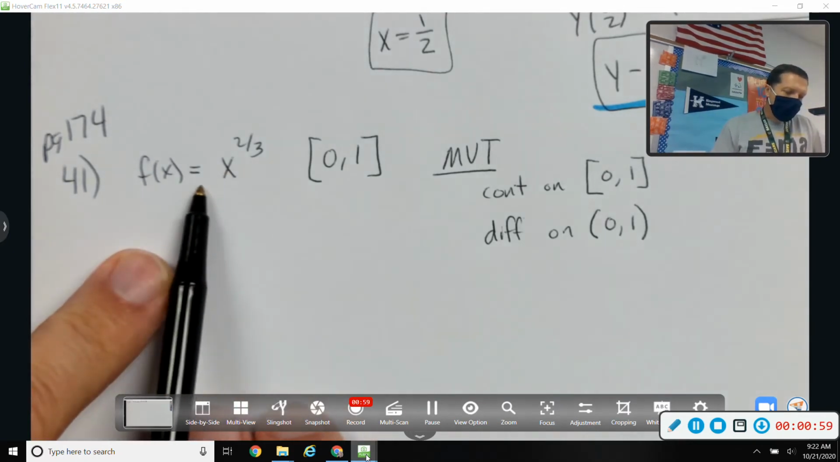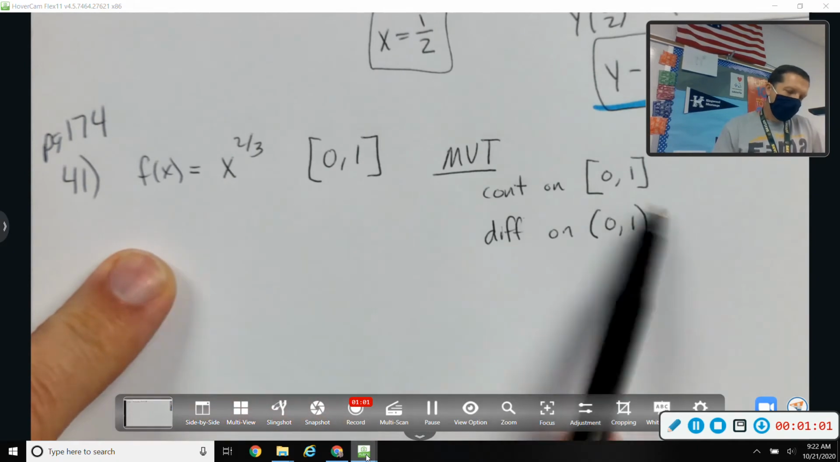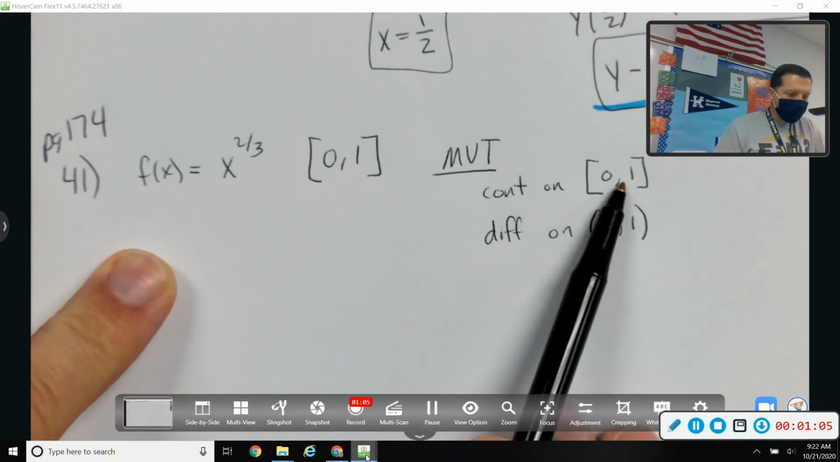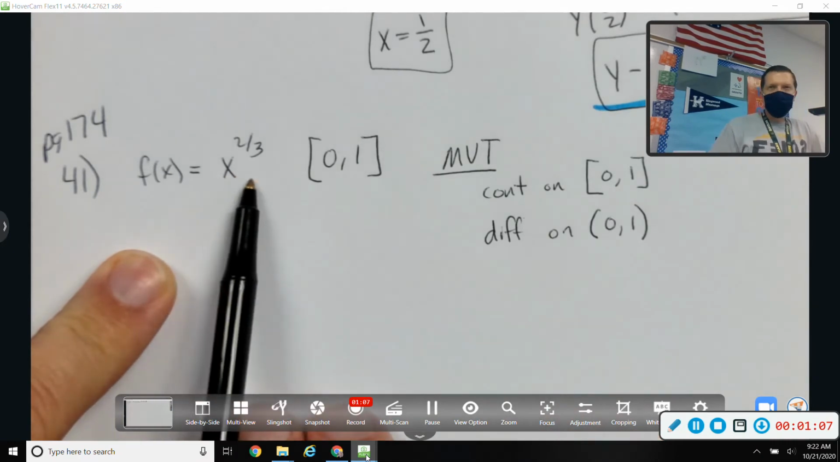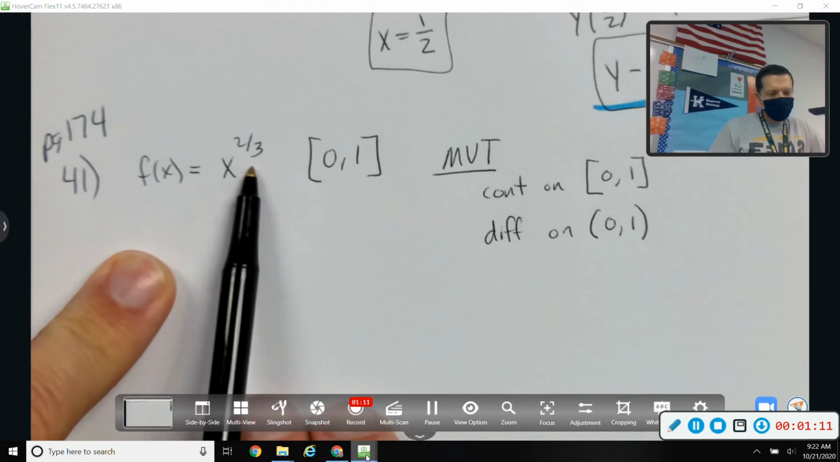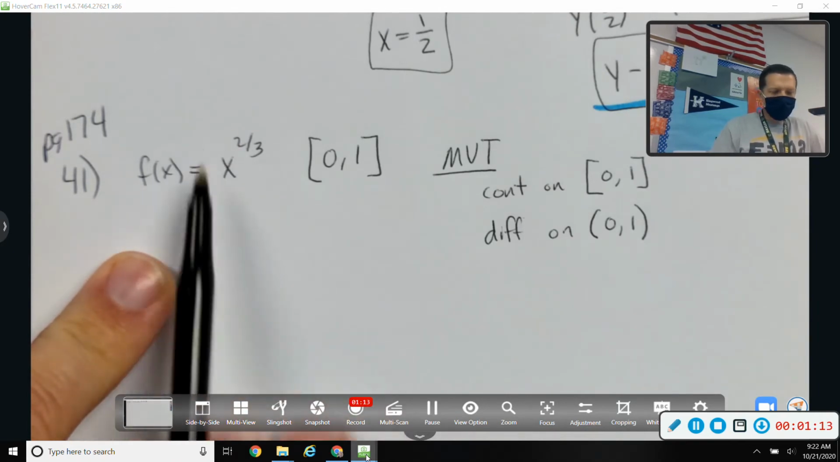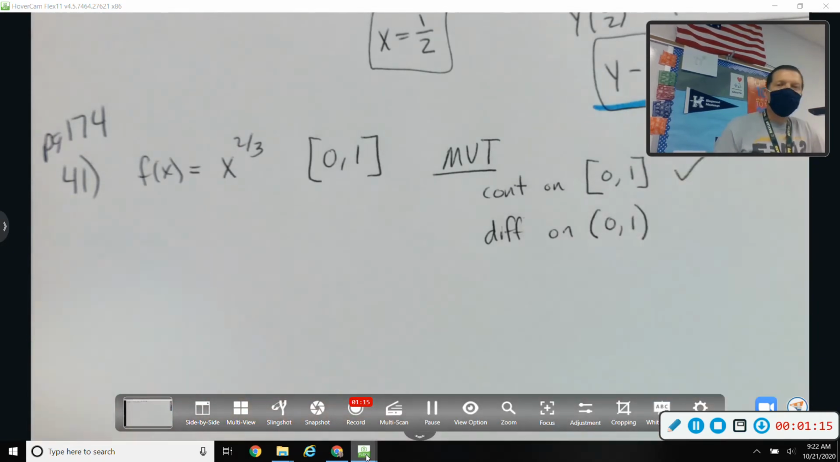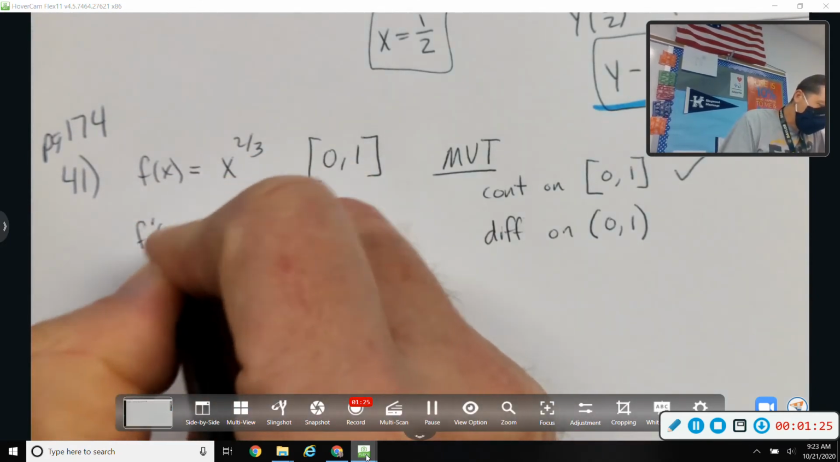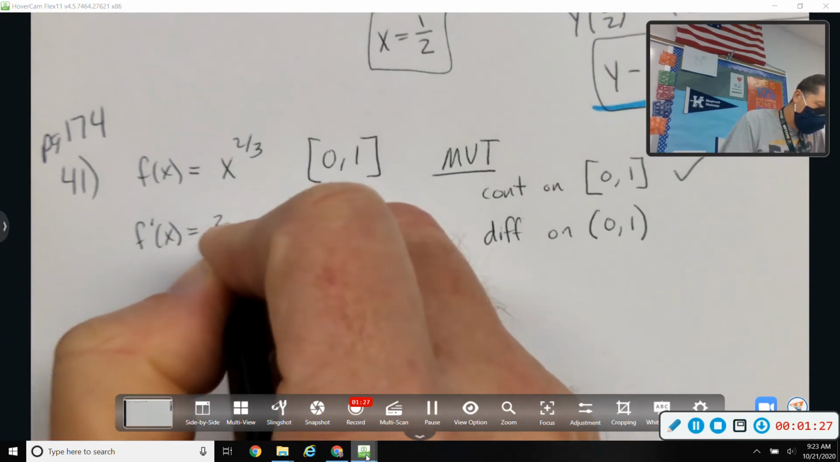Continuous. Let's see. I'm really curious about the endpoints, but if I plug in 0, I get 0. If I plug in 1, I get 1. There's no denominator, so there's no asymptotes. There's no sharp points. There's nothing crazy going on, so I'm pretty sure it's continuous. There's no holes, no jumps. We're good with continuous. Differentiable, I'm not sure about that one, so let's take the derivative and see what happens.